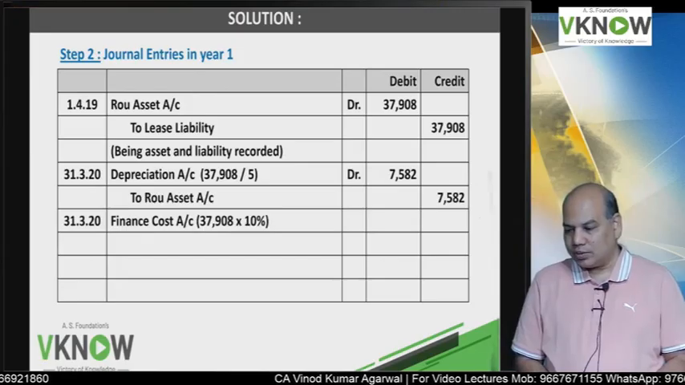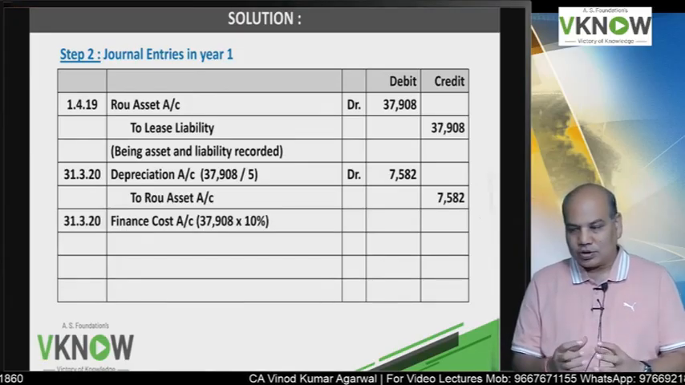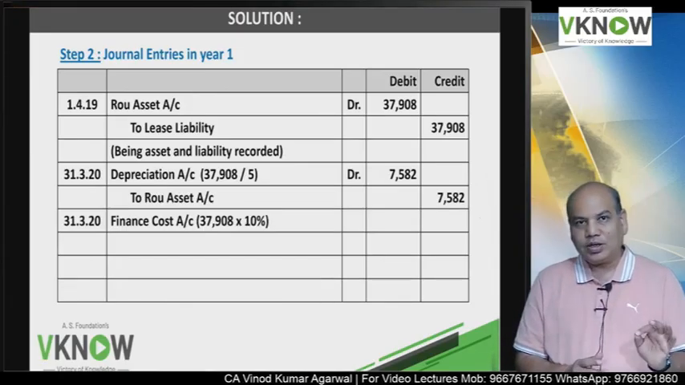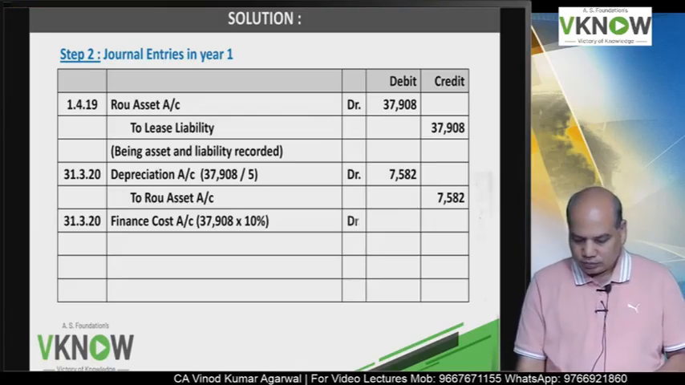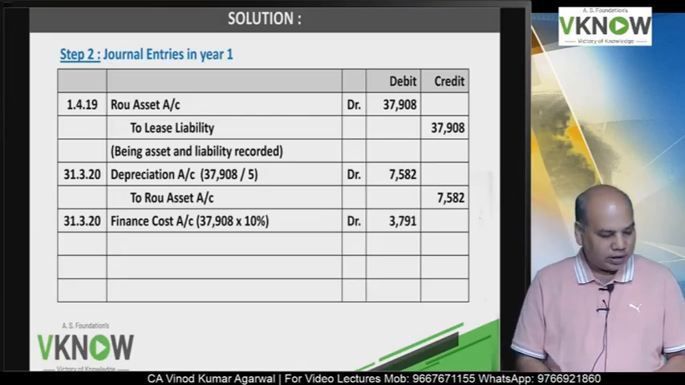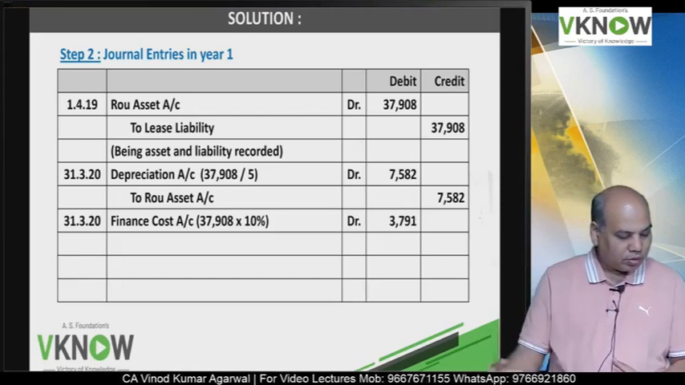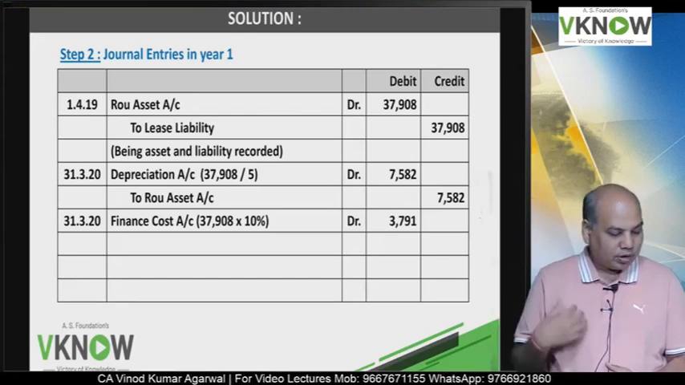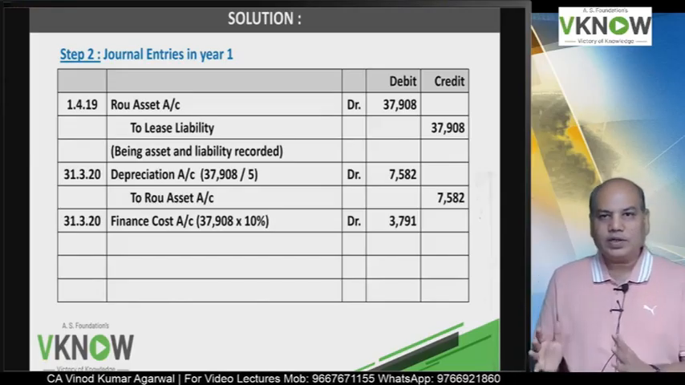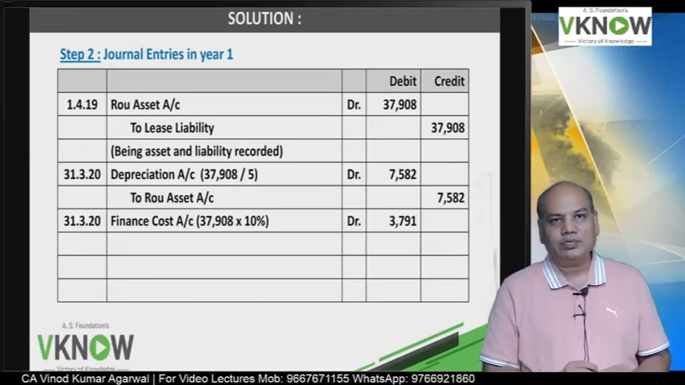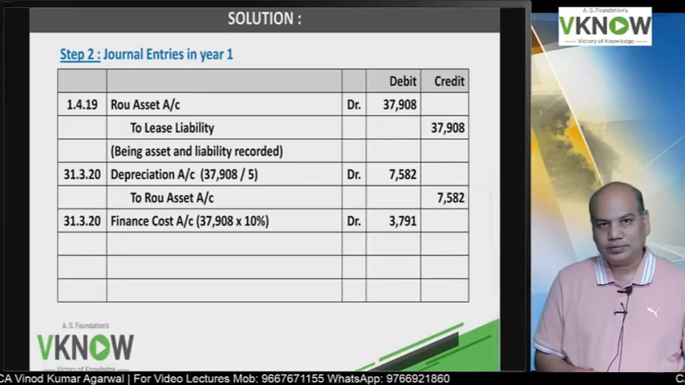Finance cost account debit. Now we are going to record finance cost on the lease liability at 10%. How much is that? That is equal to 3791. How much payment are we going to receive or make? We are going to pay 10,000. Out of that 10,000, 3791 is towards finance cost.